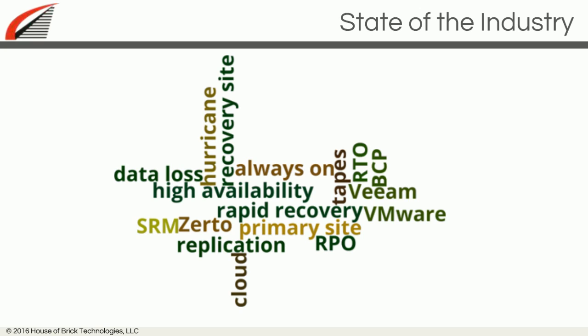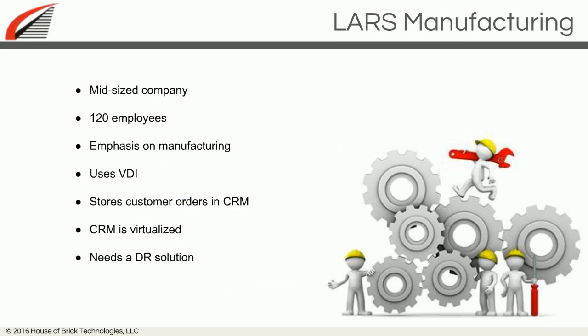So we're going to run through a scenario with what we call Lars Manufacturing. They're a mid-sized company, about 120 employees, and they emphasize manufacturing. They use VDI, which is virtual desktop infrastructure with thin clients, so their employee interfaces are all virtual. They store customer orders in a CRM, and that server is virtualized as well. In the scenario we play through today, to show you how approachable DR can be, they've brought us in, they need a DR solution.